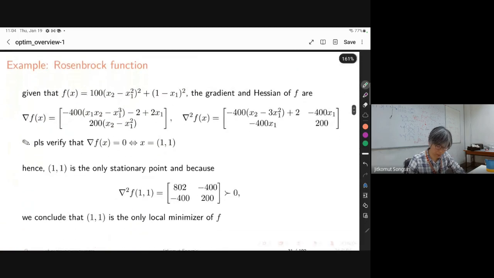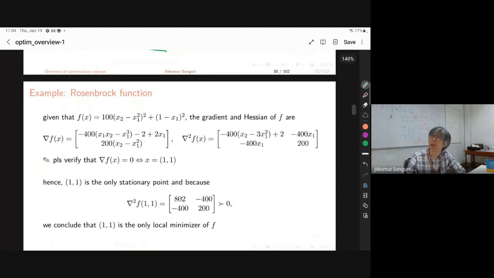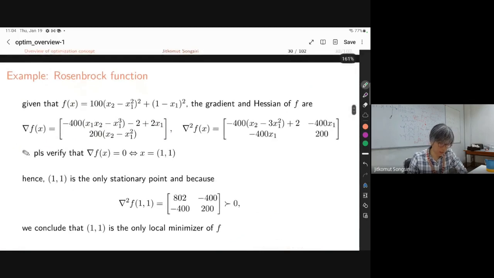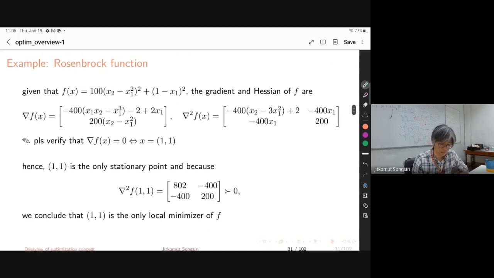We have some examples here. We're going to use this function as a test function for a lot of the time. This is called the Rosenbrock function. It's in your homework this week as well with different coefficients. It's a function of two variables, x1 and x2. These coefficients can be varied.